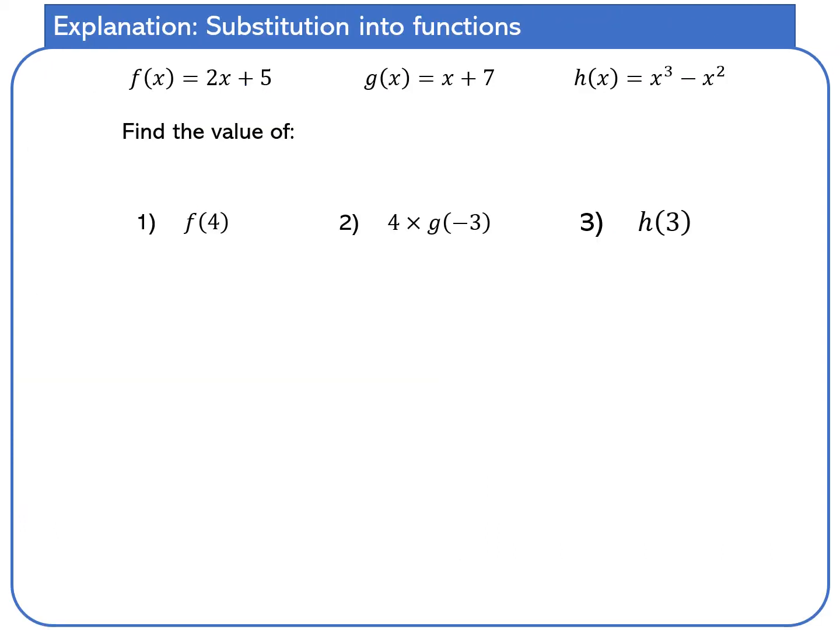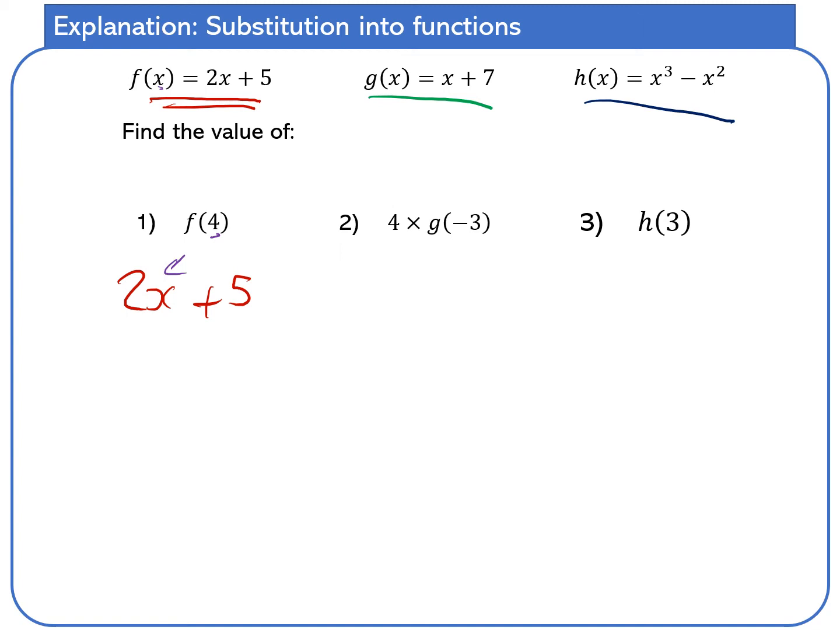Substitute into functions. We have f of x is 2x plus 5, g of x is x plus 7, and h of x is x cubed minus x squared. Find the value of, for question 1, f of 4. Well, all I need to do, first of all, is copy out this expression. I need to replace, instead here I've got 4 instead of the x. So all I need to do is replace that x with 4.